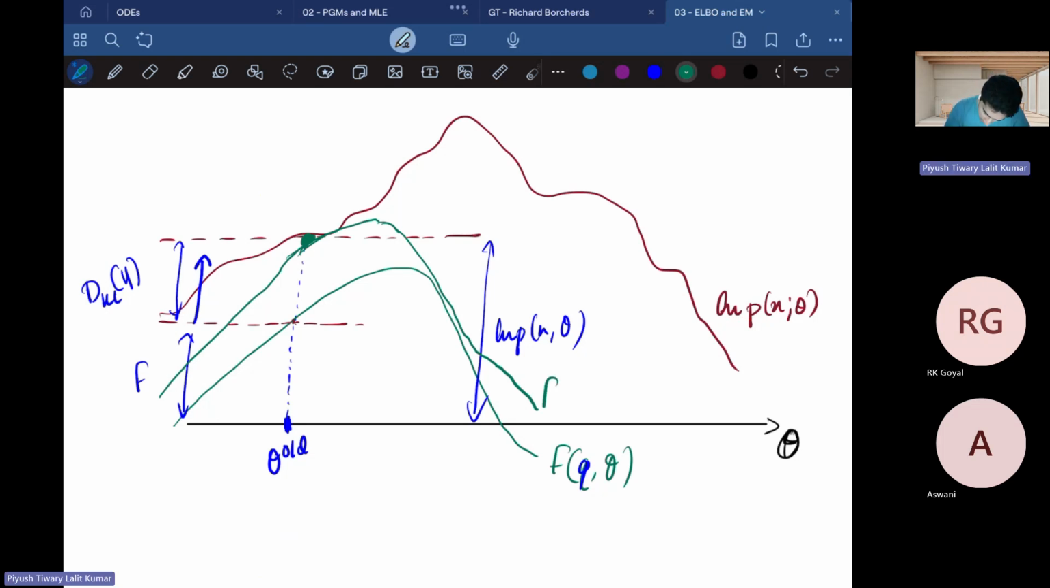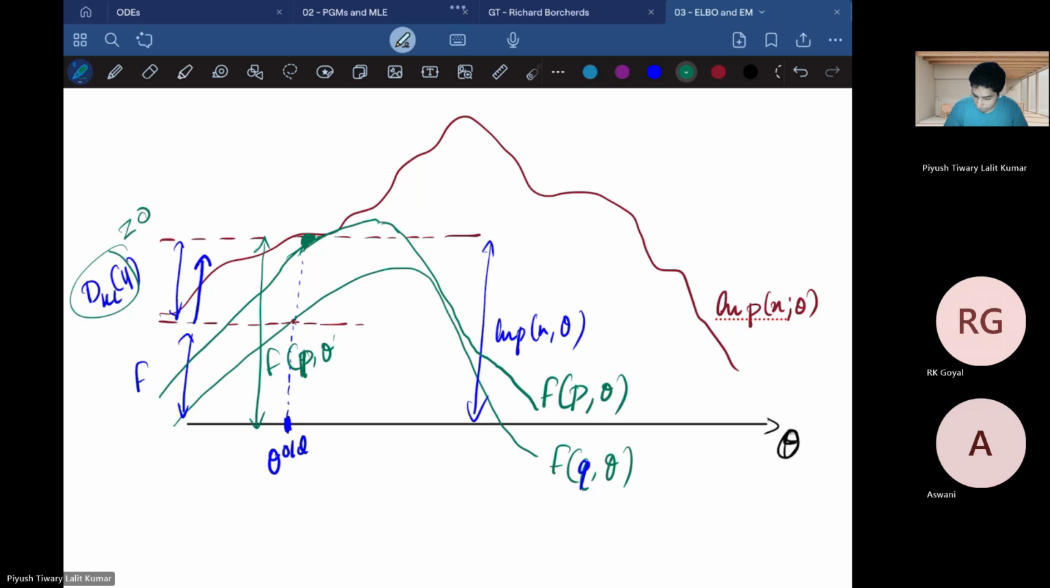So this is f of p comma theta. When you substitute q to be equal to p, the KL divergence thing will become zero, and this whole thing will become your ELBO f of p comma theta. Is that fine? Now, this is your E step. Once you have done this, this is your E step. Do you agree?